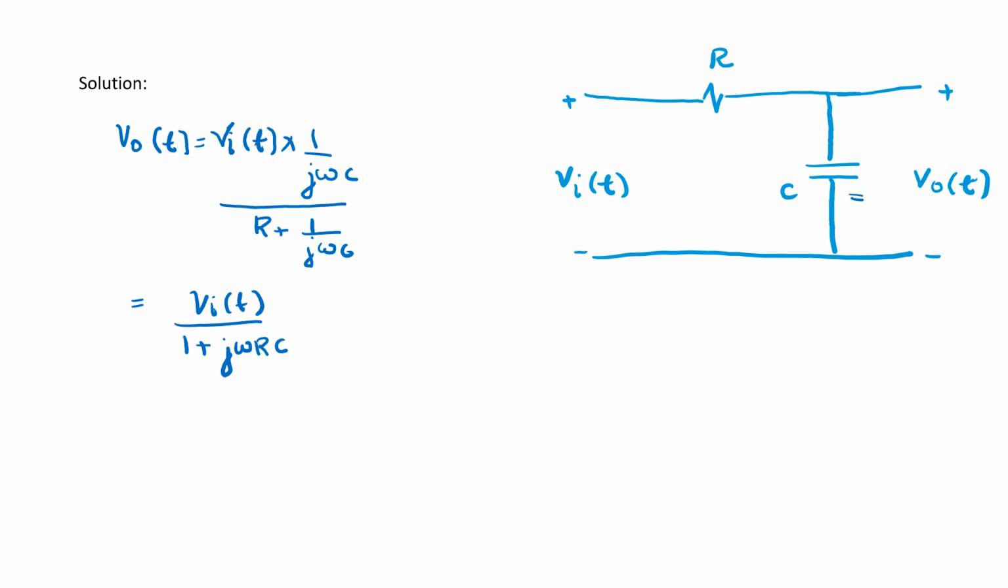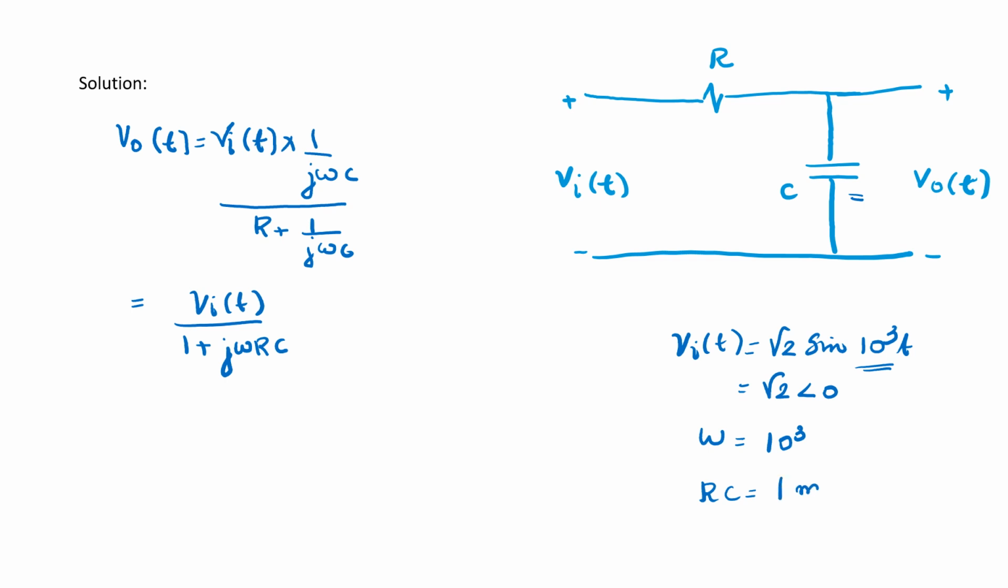Okay. Now in the given figure, Vi of t is equal to root 2 sine 10 cube t. Converting into polar form, this is root 2 angle 0. Now what is omega? Omega is 10 cube. Okay, now RC is also given as 1 millisecond, that is 10 raised to minus 3 second.